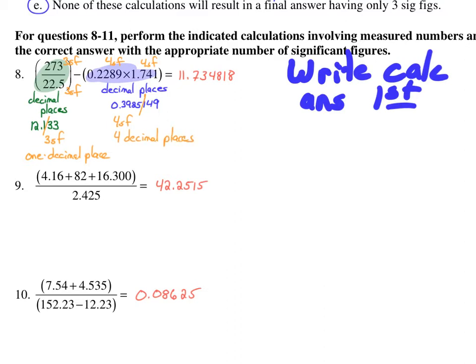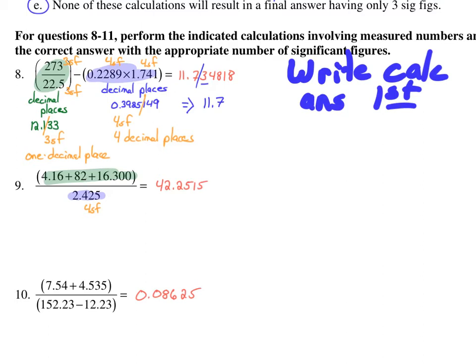Okay, so overall, we have a number with 4 decimal places subtracted from a number with 1 decimal place. We're limited to just 1 decimal place. So if we look at our final answer with 1 decimal place, appropriately rounded, it is going to be 11.7. And that's our correct final answer.